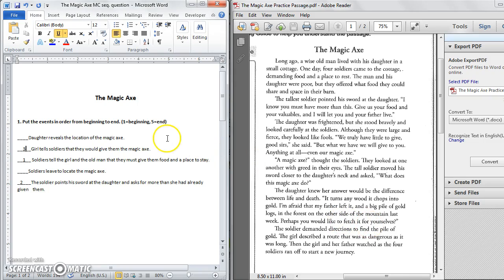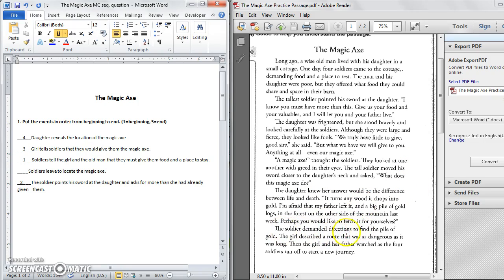I think that was one of the answers I'm looking for. Daughter reveals the location of the magic axe. Yes, she just did that right here. So that is 4. I'm looking for one more event. I'm going to review what that is. Soldiers leave to locate the magic axe. Well, it hasn't happened yet, so I'm doing well.